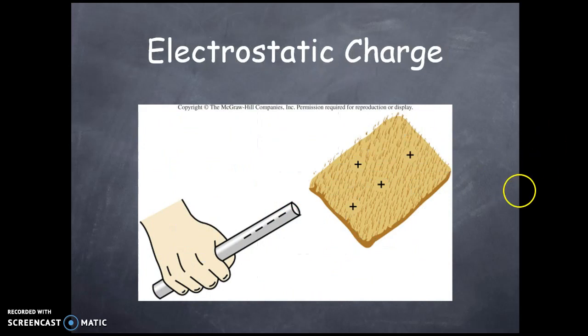So as you can see, it was positive and negative, positive and negative, positive and negative, and now since we rubbed against it, the positive and negative charges were separated, and the positive charges were moved to the fur. Since they moved over there, the leftover ones are negative. So now this became a negatively charged object.